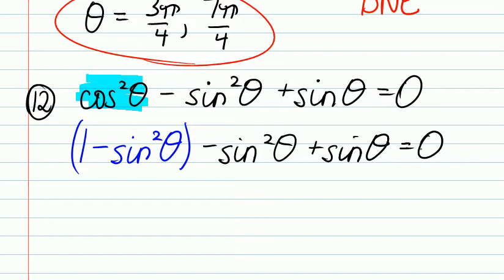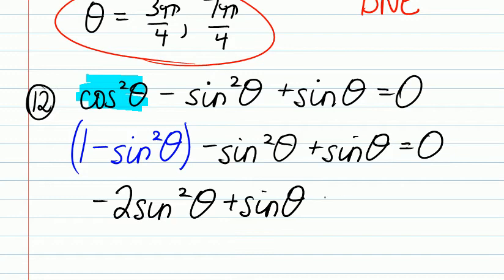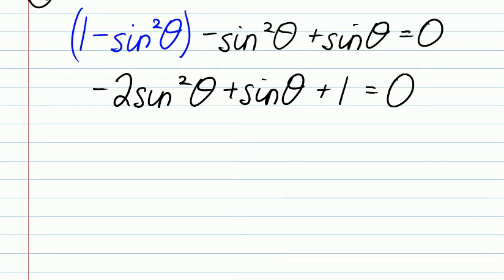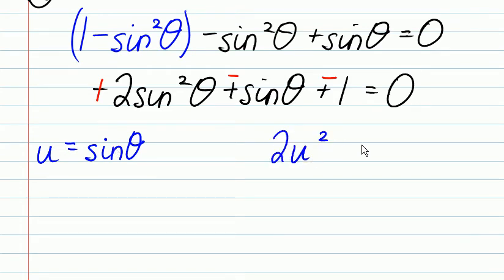Adding like terms gets us -2 sine squared theta plus sine theta plus 1 equals 0. I find it difficult to factor when the squared term is negative, so I'm going to multiply everything by -1, which will just change all of our signs. And again, we're going to do a u substitution where u is going to be the sine of theta. So this problem ends up being 2u squared minus u minus 1 equals 0.